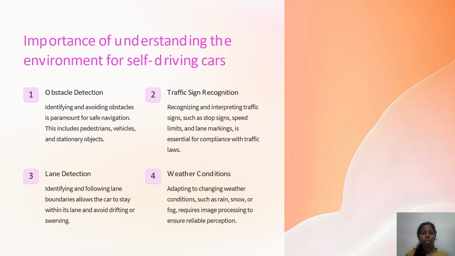And the second important is the traffic sign recognition. Recognizing and interpreting traffic signs such as stop signs, speed limits, and lane marking is essential for compliance with traffic laws. And the third is lane detection. Identifying and following lane boundaries allows the car to stay within its lane and avoid drifting or swerving.